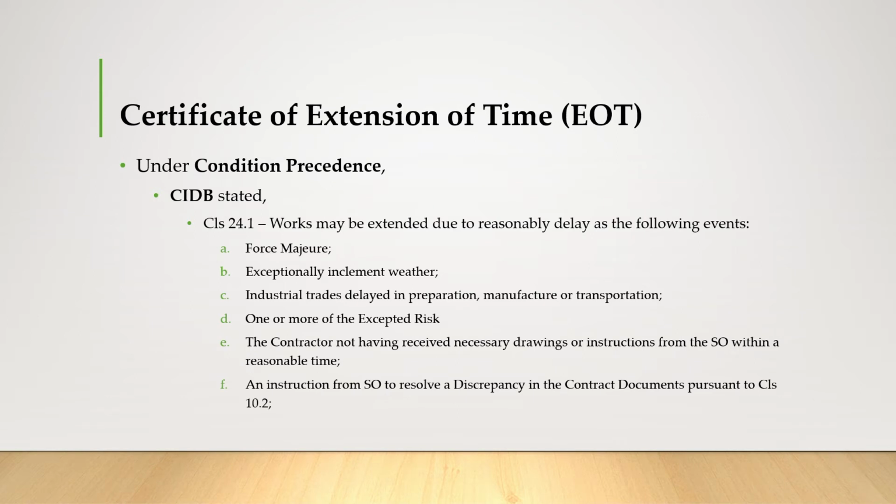So under the condition precedents of CIDB, clause 24.1 states the works may be extended due to reasonable delay as a result of the following events: force majeure, and also exceptionally inclement weather, industrial trades delayed in preparation, manufacture, or transportation, and also one or more of the excepted risks, and also the contractor not having received any necessary drawings or instruction from the SO within reasonable time, and also an instruction from the SO to resolve a discrepancy in the contract documents pursuant to clause 10.2.